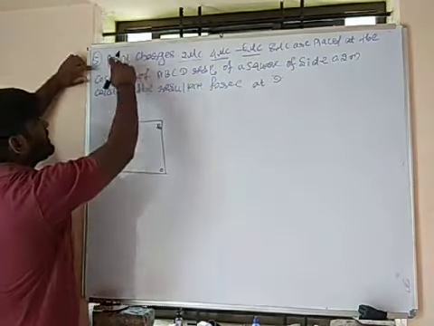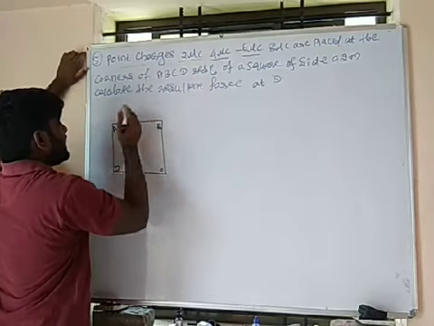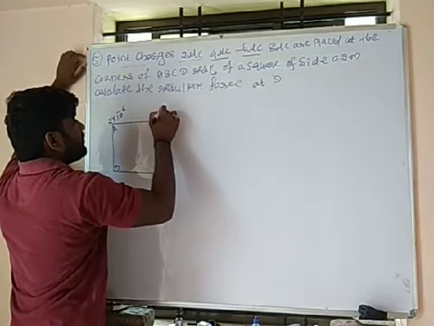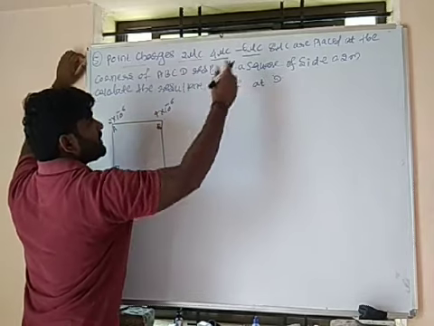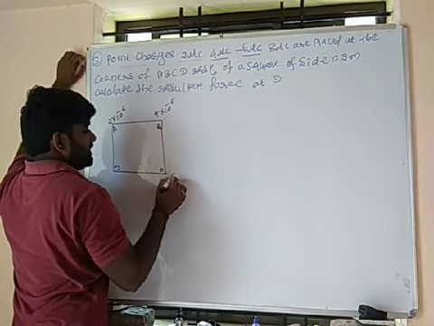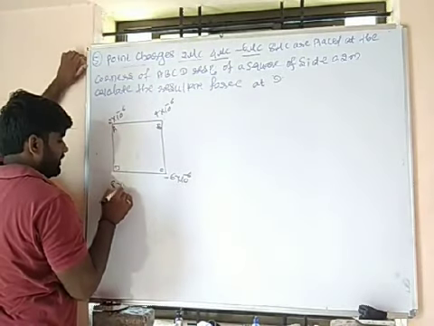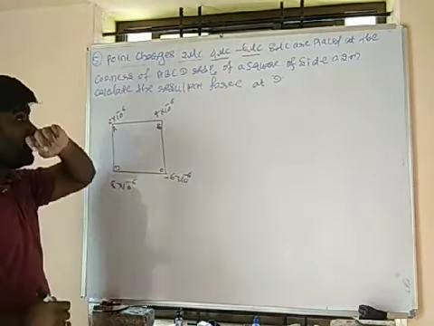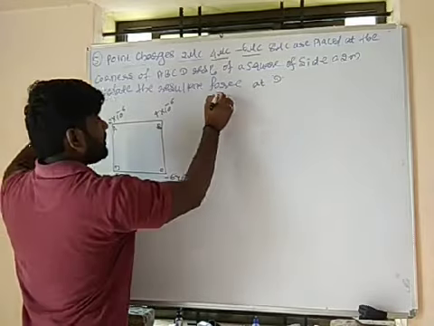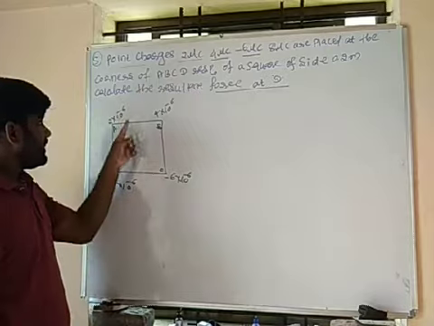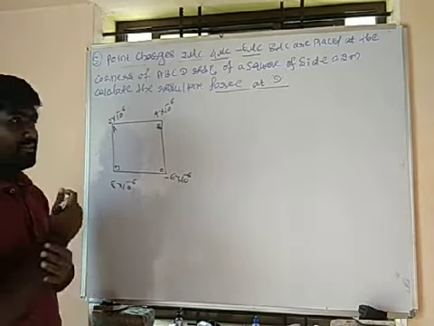Okay, so point charges of 2 microcoulomb, 2 into 10 to the power minus 6. Again 4 into 10 to the power minus 6. Again minus 6 into 10 to the power minus 6. Again 8 into 10 to the power minus 6. Then what I have to find is the resultant force at point D. Here I want to calculate the resultant force. Okay. See it. Just do it.